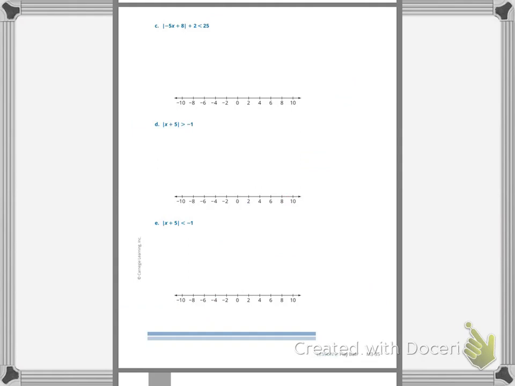Okay, so this one, remember, always get absolute value bars by themselves first before you do anything else. Okay, and then your next step is keep the one normal, double flip the next one. So -5x plus 8, flip. So I'm going to subtract 8. Divide by -5. When I divide by a negative, it flips my inequality.